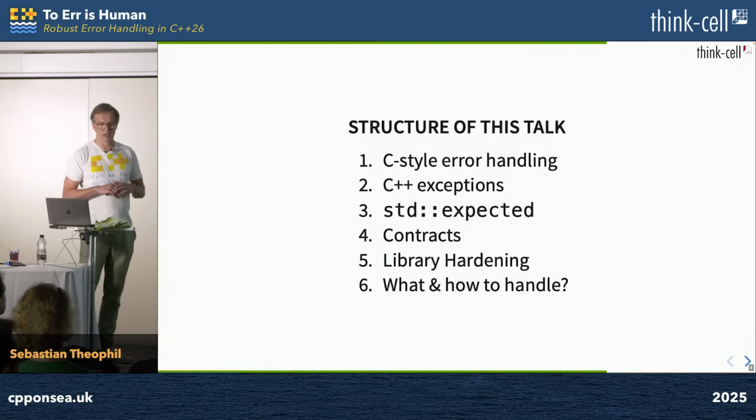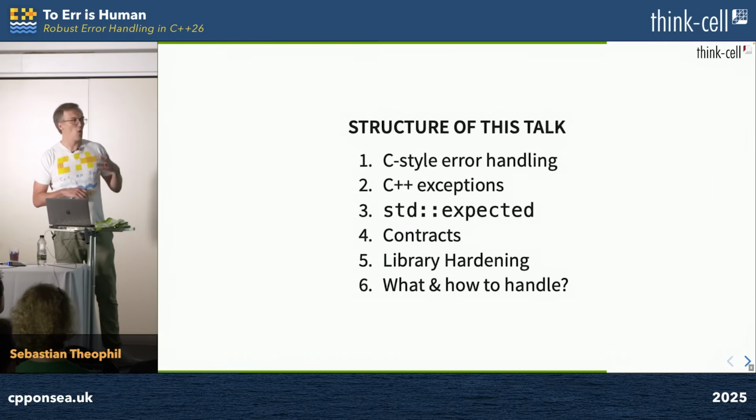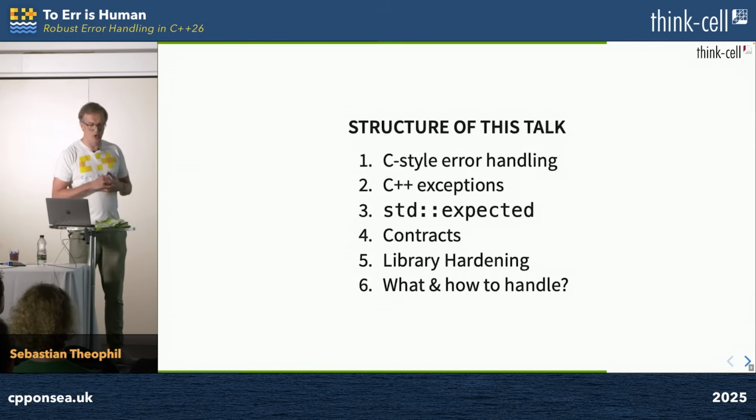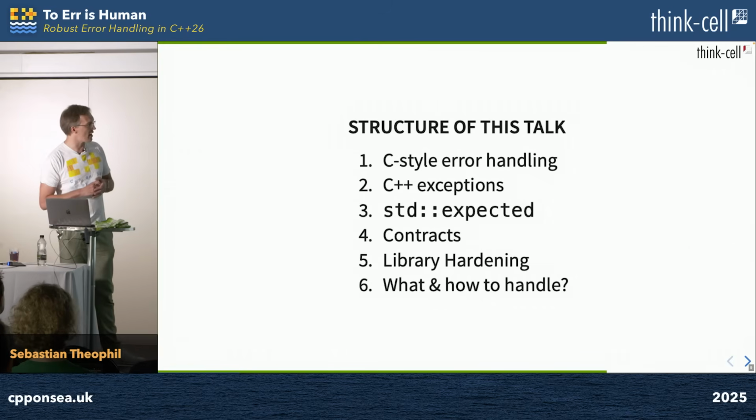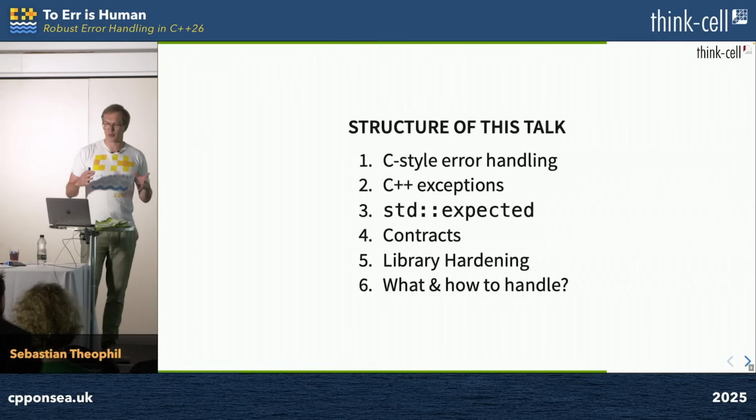So in this talk, I will first talk about the ways we have in C++ to handle errors, from the oldest C-style return codes to std::expected, contracts and library hardening. And in the last part of my talk, I will focus more on the best practices. What do we handle and how do we do this?